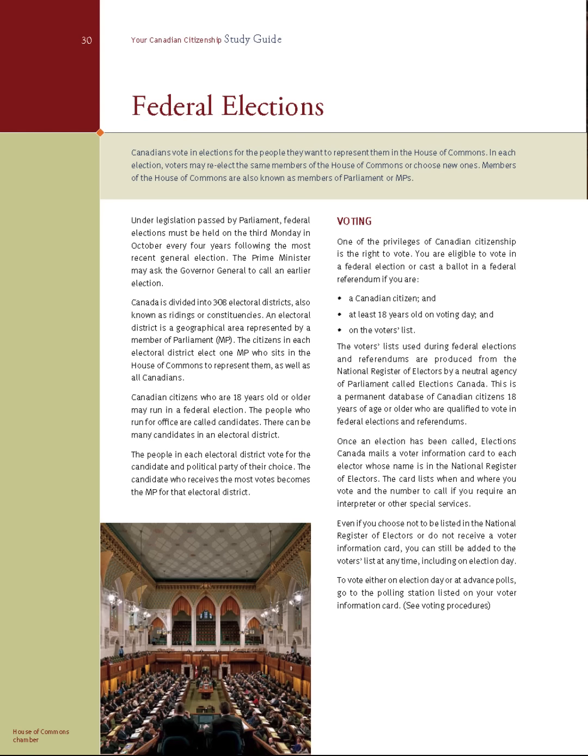Canadian citizens who are 18 years old or older may run in a federal election. The people who run for office are called candidates. There can be many candidates in an electoral district. The people in each electoral district vote for the candidate and political party of their choice. The candidate who receives the most votes becomes the MP for that electoral district.